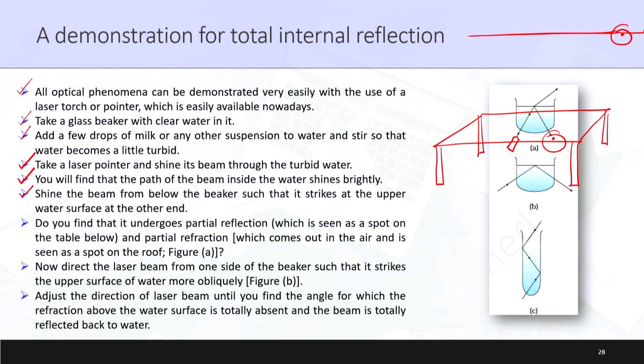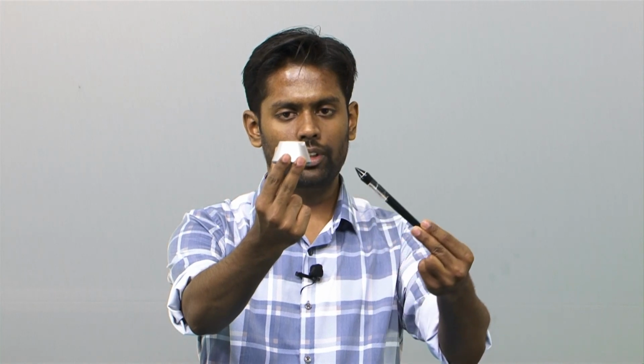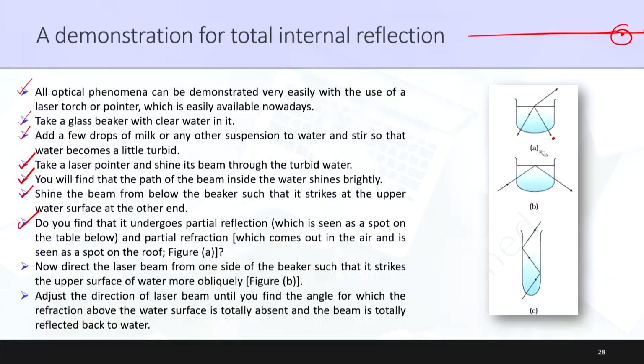Okay, fine. Next, direct the laser beam from one side of the beaker such that it strikes the upper surface of water more obliquely. First we try it at some angle, then we increase this angle slowly. At one instance we will find nothing on the roof, and a dot only on the table. That is the point at which total internal reflection has occurred.